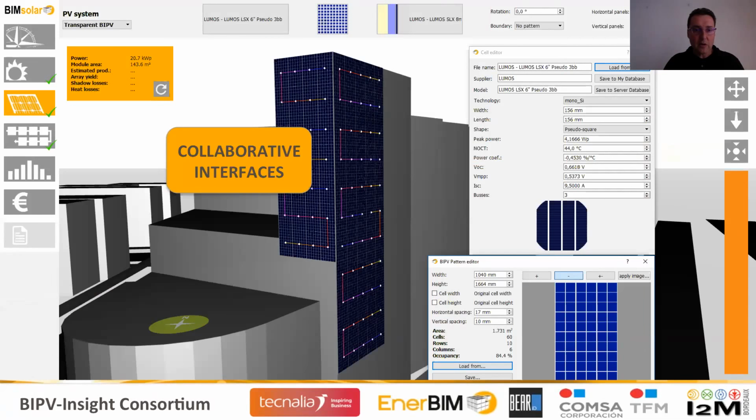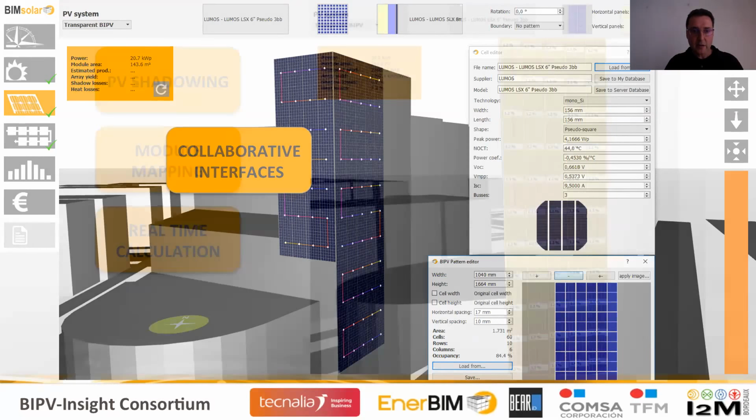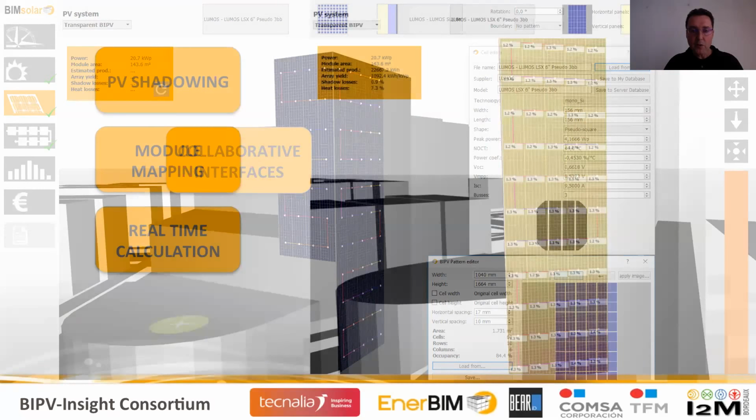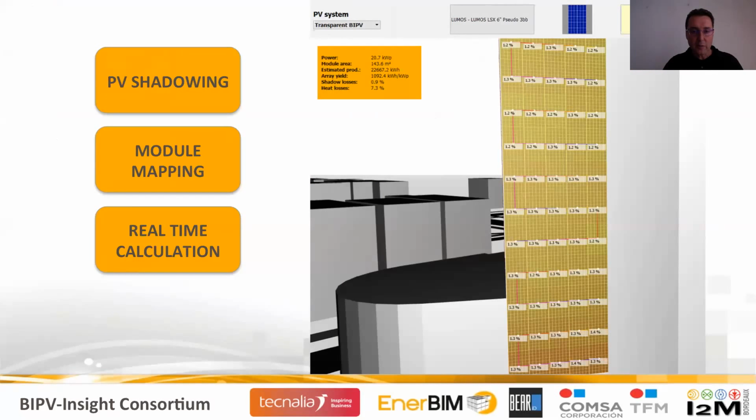It's all about collaborative interfaces, because you can handle windows within the 3D, and then specify a change in your cell, a change in your pattern, and at the same time you handle your BIPV installation, and then you get the evolution and the flexibility of the results. You can also get information module by module on your layout, complete layout, about PV shadowing, the module mapping, and the real-time calculation at module level. This is always in the 3D.